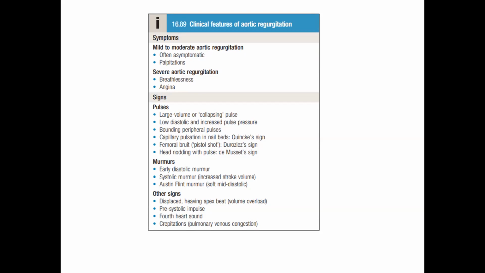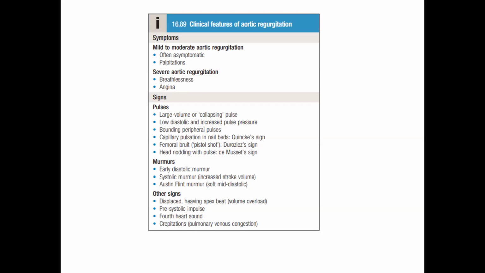So, three signs. There will be a collapsing pulse, a bounding peripheral pulse, and when there is capillary pulsation in the nail bed, it is known as Quincke sign. When there is a femoral bruit, or pistol shot over the femoral artery, it is known as Duroziez sign. And when there is head nodding with the pulse, it is known as de Musset sign.